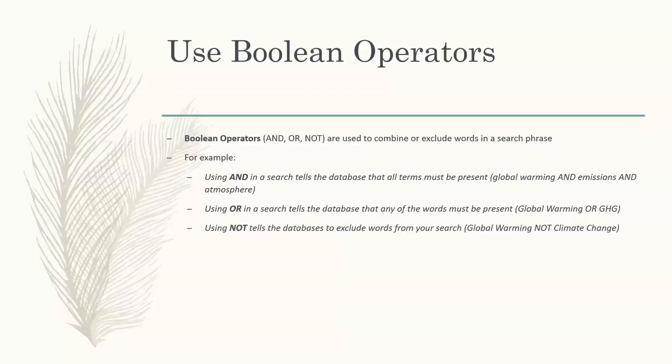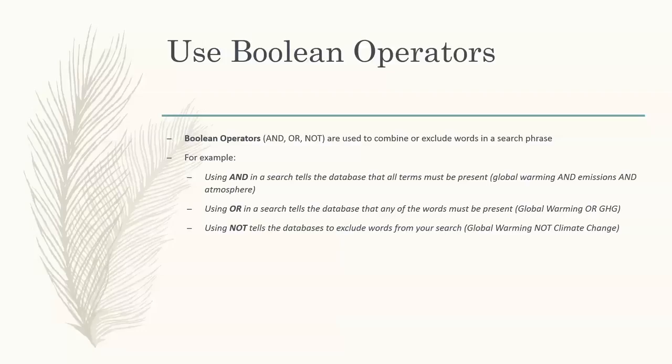So the articles that show up on the results page will have all three of these words or concepts or phrases within them. Now the next Boolean operator, or, tells the database that any of the words must be present. This is an area where you may consider applying a synonym, like greenhouse gases or GHG for global warming. You may consider adding the Boolean operator or between those two words so that the database will return results for global warming and greenhouse gases, because some authors may use global warming, some authors may use greenhouse gases, but you're going to get to see articles that have either.